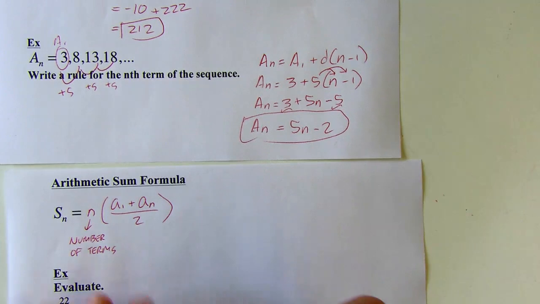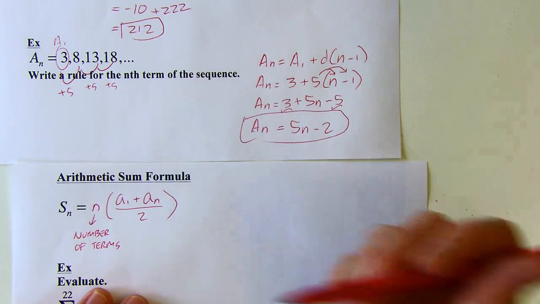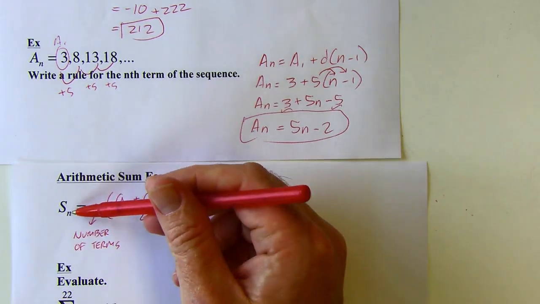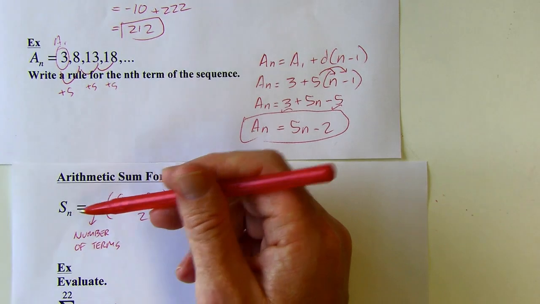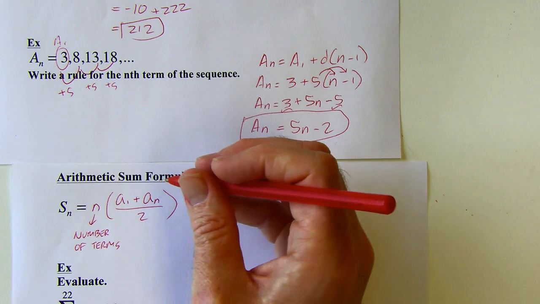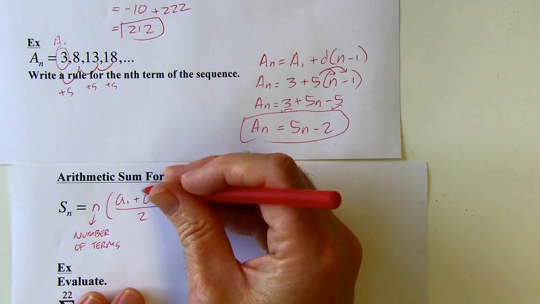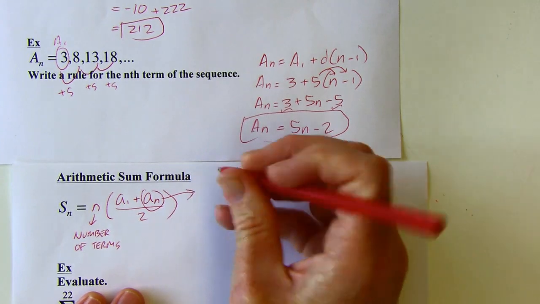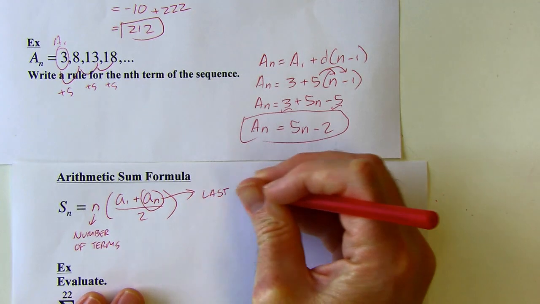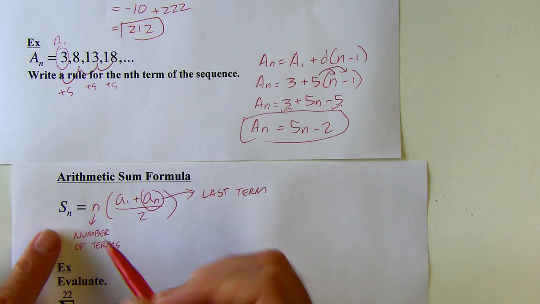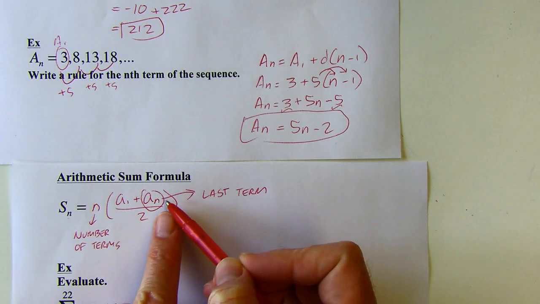Or it can be the term number, but for a series, it's going to be the number of terms. So if I had s sub 77, that means I would be finding the sum of the first 77 terms, right? So that's the number of terms, okay? A sub 1 is going to be my first term, right? A sub n is going to be the last term. So let's say we're looking for the sum of the first 77. Well, this would be a sub 77 up here, okay?